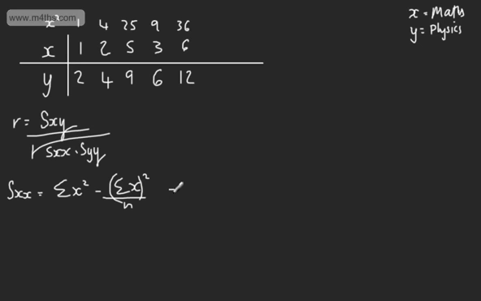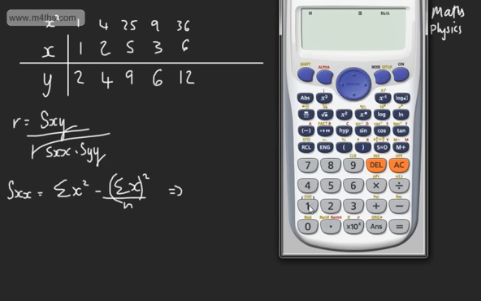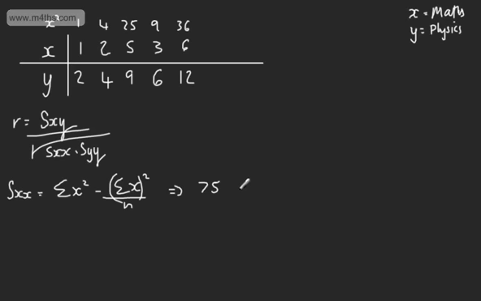So let's go ahead and work that out. What I need to do is sum all of these. In a calculator, let's sum those up: 1 plus 4 plus 25 plus 9 plus 36. And that gives me 75. So that's quite a nice number to work with. I don't have to worry. Often these give us quite horrendous values and we need to store them in the calculator. Later on I'll show you how to do that.